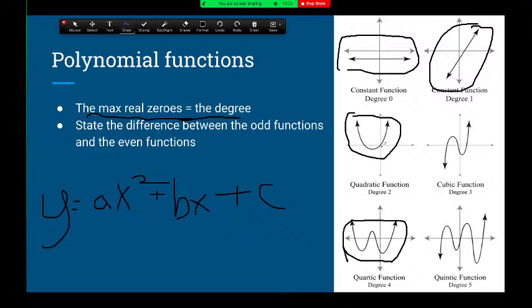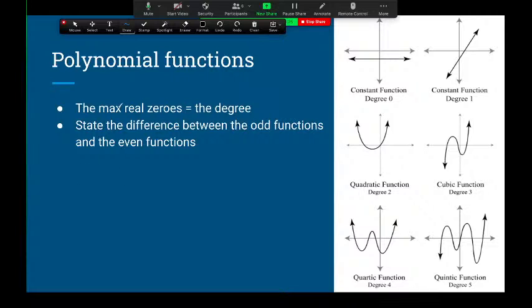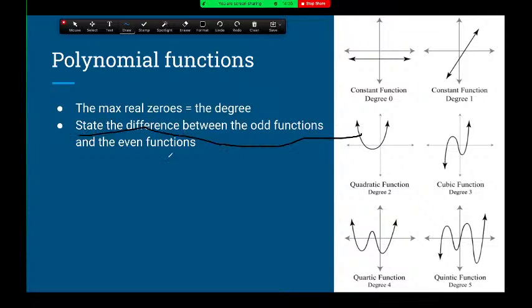Good question, Neil. So here's another question for you guys. State the difference between the odd functions and the even functions. Who wants to go for this one? And by odd functions, I mean odd degree functions.